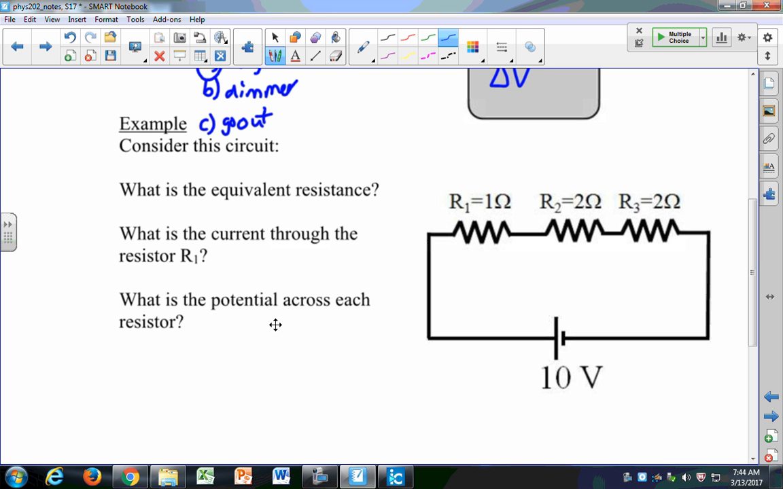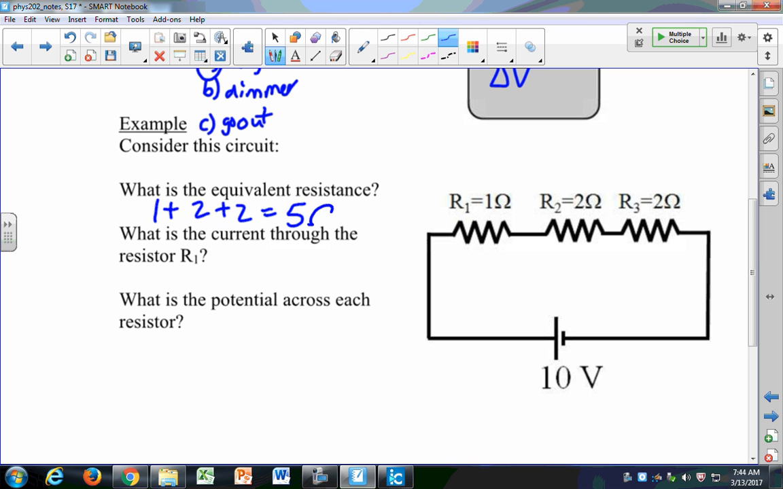So if I have 2 amps through this resistor, the voltage is V equals I times R. 2 times 1 is 2 volts. How about this one? What's the voltage? 4 volts and 4 volts, right. Notice I have 2, 4, and 4 volts. 2 plus 4 plus 4 equals 10. Let me write that down. So the equivalent resistance is 1 plus 2 plus 2.